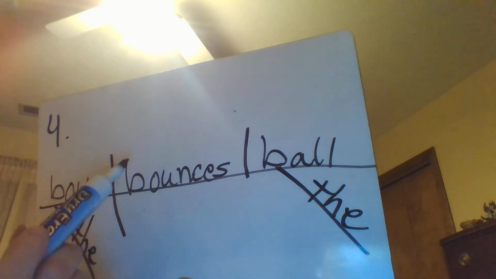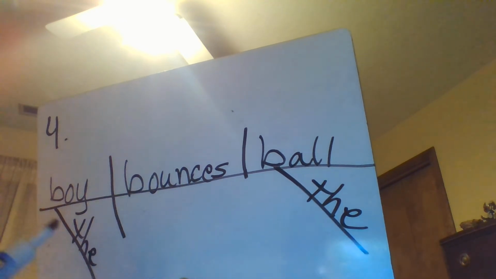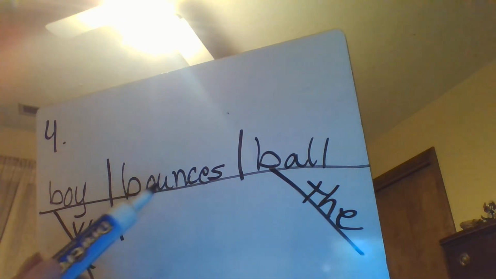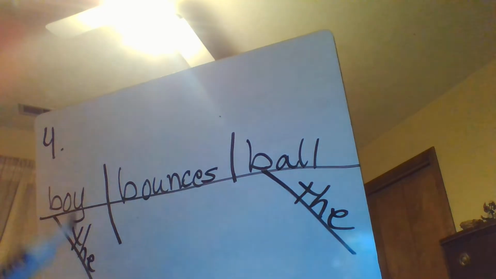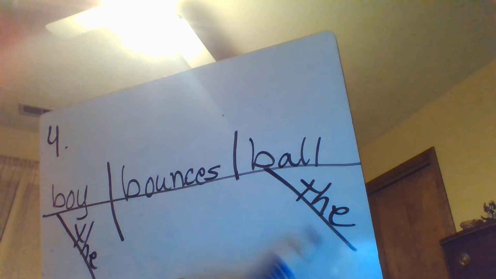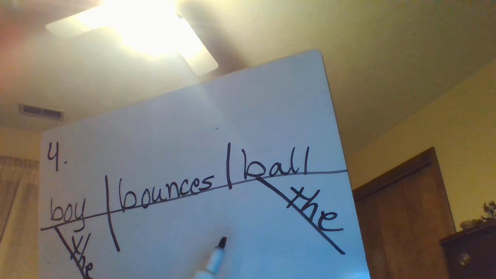And then what is the direct object that tells us what the boy is doing or using? Ball. Ball goes with boy. So there, we can put it there. And the is modifying the word ball, telling us that there's only one ball. So it goes on the diagonal line underneath. All right. Put my pen down.